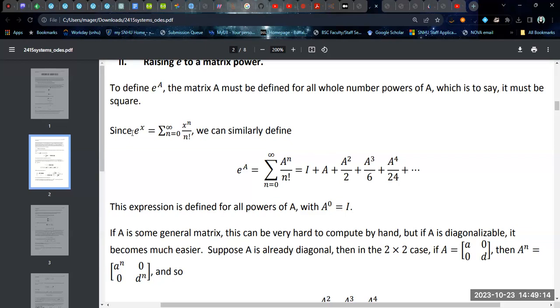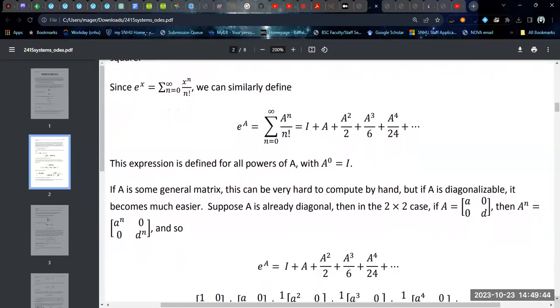So e to the x can be expressed as this Taylor series, as this power series. And so we can raise matrices to powers. We can actually use this definition to come up with an expression where we raise e to the matrix power and then use the Taylor series to figure out what this looks like. Now, for generic matrices, this is quite complicated to calculate.